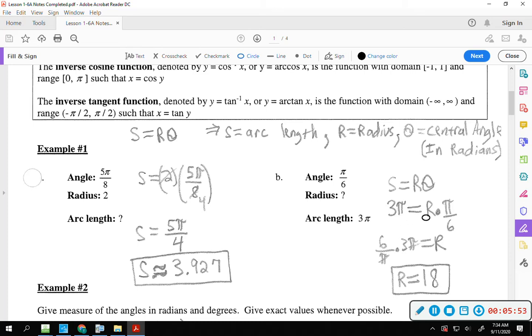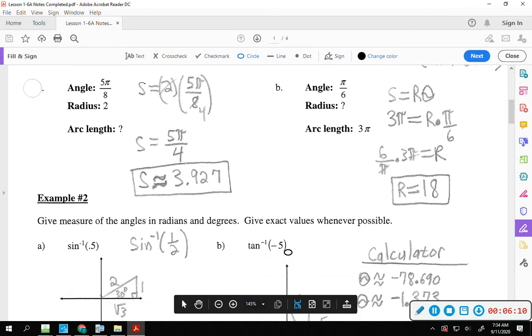We plug in 3 pi. Here is the radius. Here's pi over 6. Multiply by the reciprocal. Multiply both sides by 6 over pi. The pi's cancel. We get a radius. Again, if the arc length was in feet, this would be in feet. Okay?